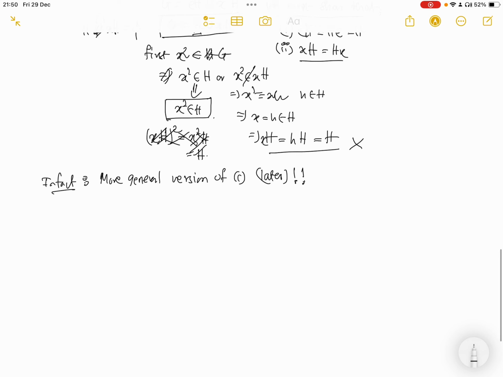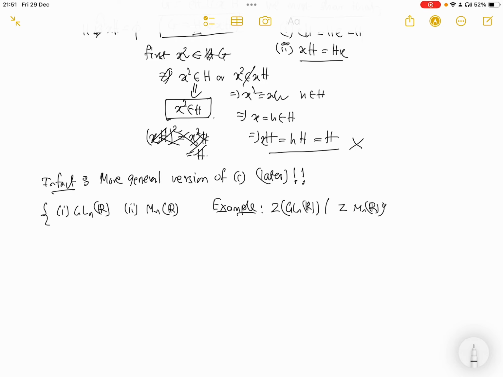Now let's compute some examples. Most of the groups that we have seen are abelian, so the center is the entire group. And so far the only non-abelian groups that we have seen are GLn(R) and also Mn(R), right? And now you can compute what is the center of GLn(R). For Mn(R), with the plus sign, this is not really non-abelian. This becomes again abelian because addition of matrices is commutative. But for GLn(R), you can do it, and the answer is simple. It's just all the scalar matrices.